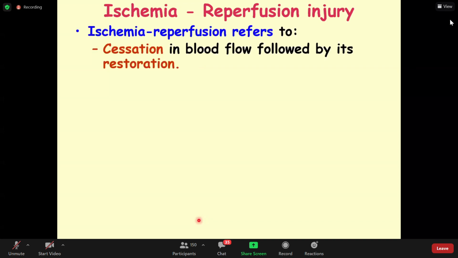Any other question? Calcium. What is that? I don't know. It's most important.